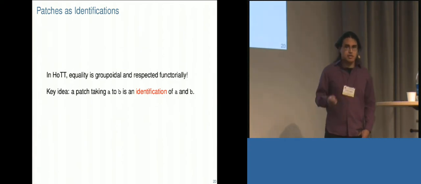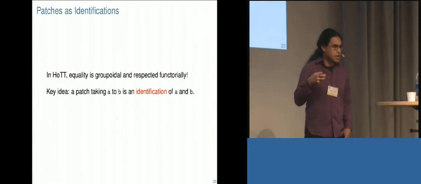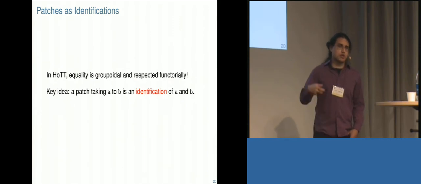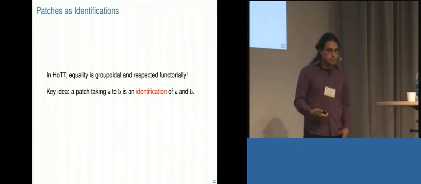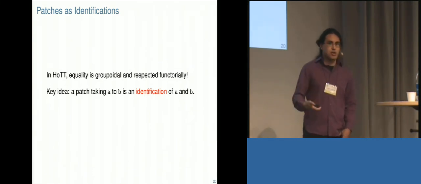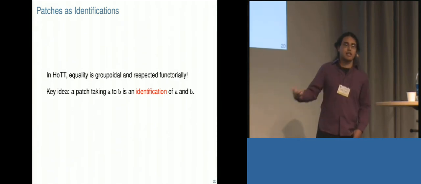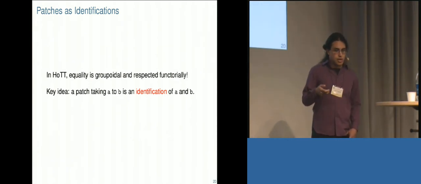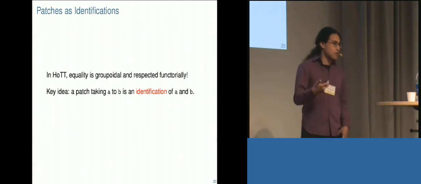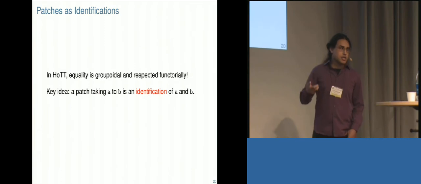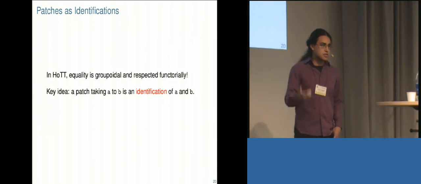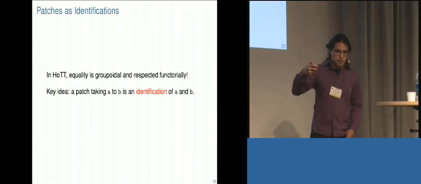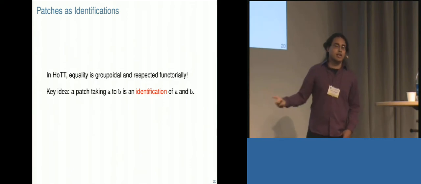So I just went through a bunch of work to make sure that the patches were groupoidal and were respected functorially by the interpretation. But I just got through telling you that in homotopy type theory, equality has all those properties, or identifications have those. So I'm going to take advantage of that. The key idea of the whole paper is that we think of a patch that takes some repository A to a repository B as an identification of A with B. And remember, because it's proof relevant, the patch is a reason you can identify A with B. It's not saying that A and B are exactly the same.